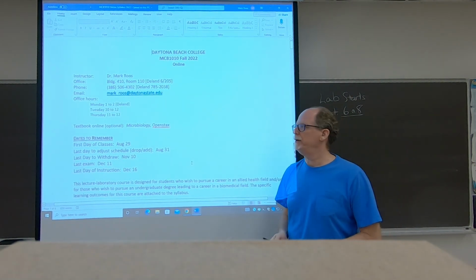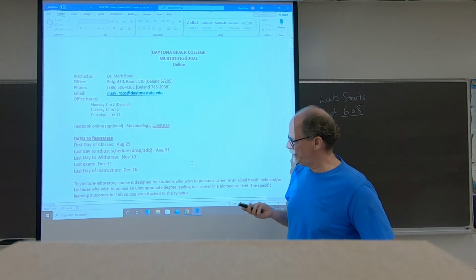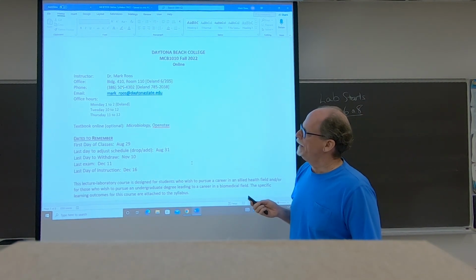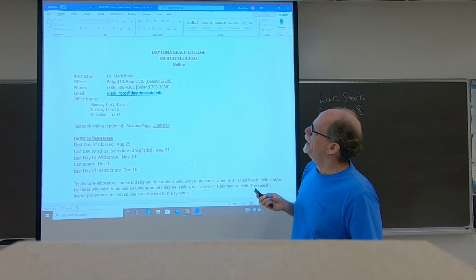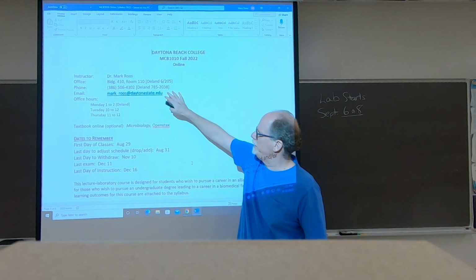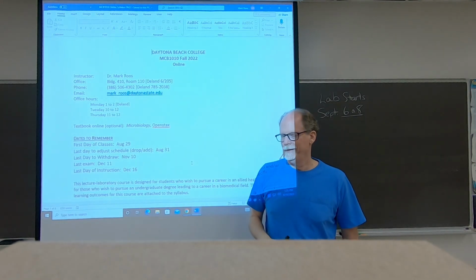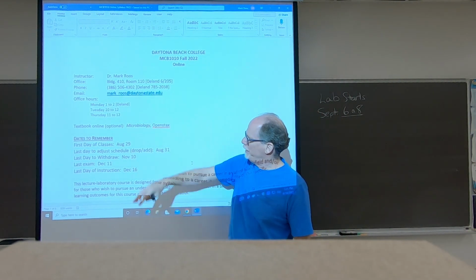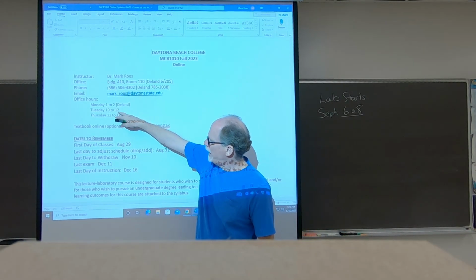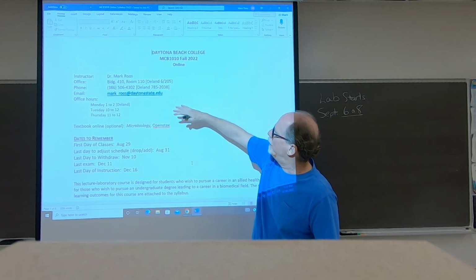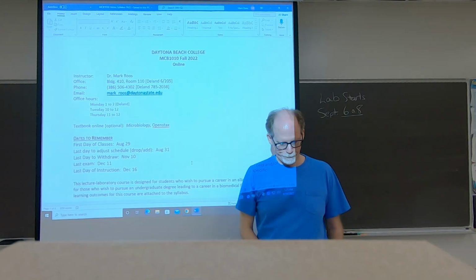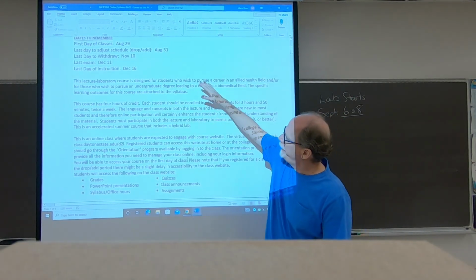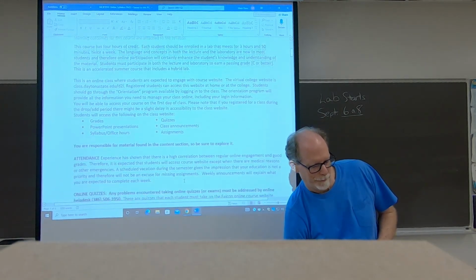Okay, so this is the syllabus. It does contain my phone number. I'll change this so it'll only have my DeLand number. I was teaching at the main campus over the summer, so I had both numbers, and these office hours will change, so just ignore that for now. I did get the dates right, so first day of class, right?